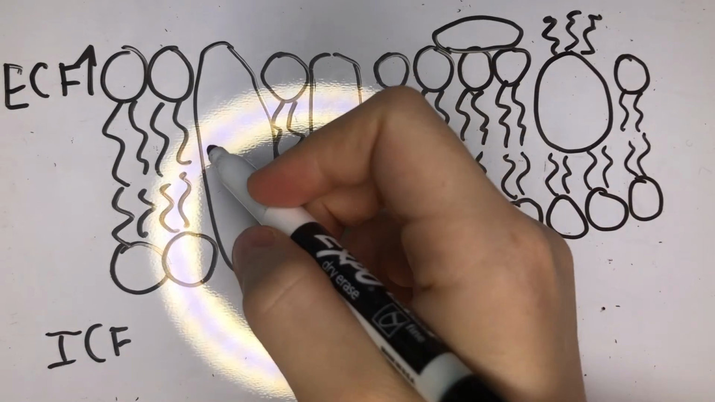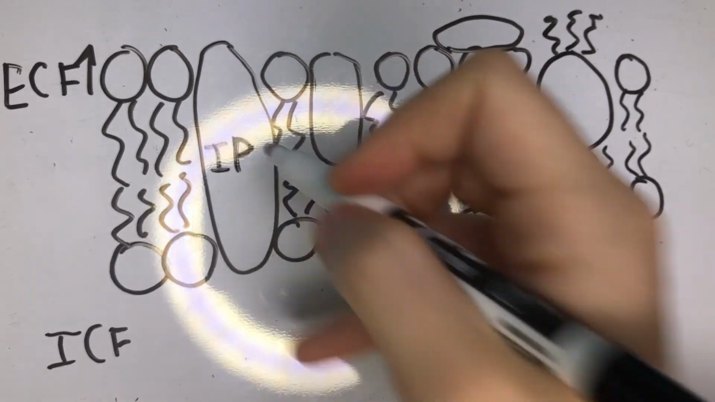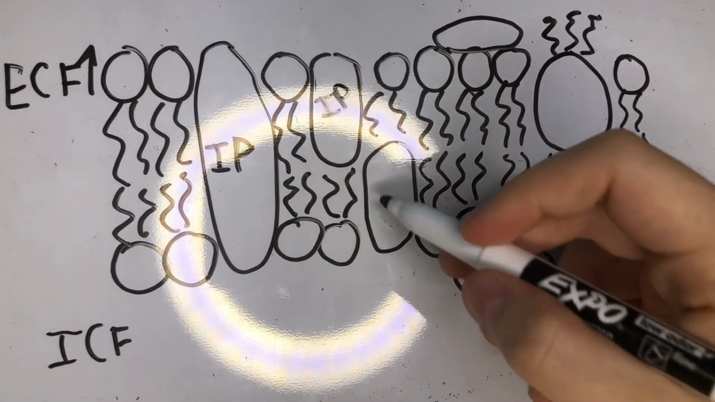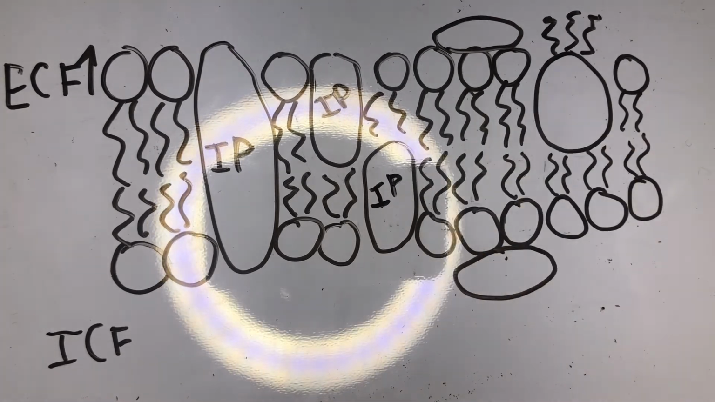This is going to be the IP. This is going to be an IP. And this is going to be an IP. So basically what an IP is, is an intrinsic protein. This is a membrane protein that extends into or passes through the membrane.